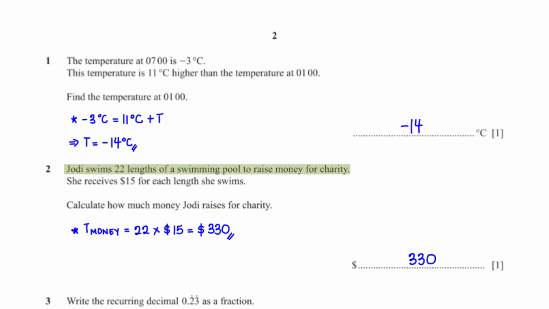Jody swims 22 lengths of a swimming pool to raise money for charity. She receives $15 for each length she swims. Calculate how much money Jody raises for charity. To get the total money she raises for charity, we simply multiply 22 by $15, which gives us $330.